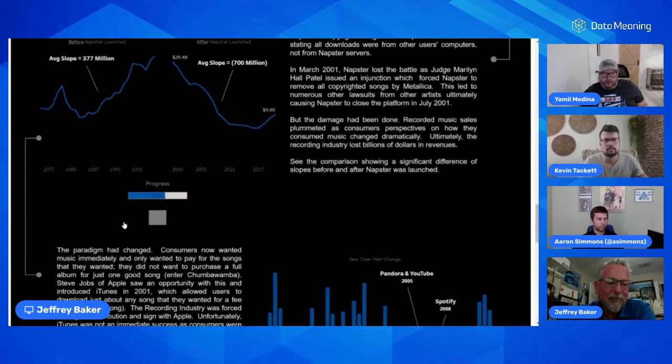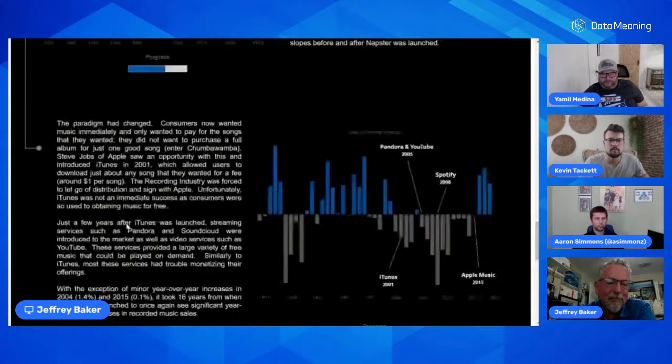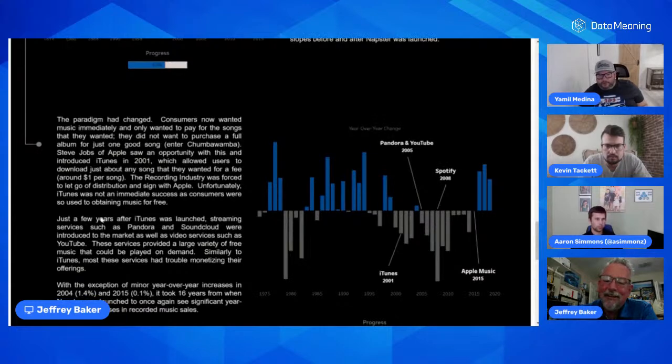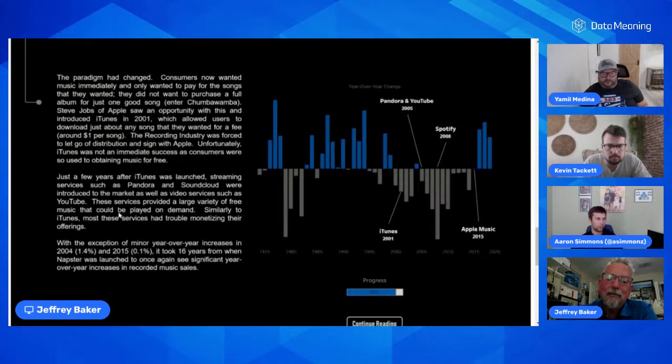And then look at that one, Pandora and YouTube. I like this one a lot. Can you keep it there? Let's look at that. Pandora, Spotify, iTunes, Apple. Man, that's great. What does the gray bars mean? Year over year change. Okay. So that's the year over year change on the gray bars. And then we have the blue. Okay, so that's a negative. Gotcha. So that's the positive or negative change for each year.